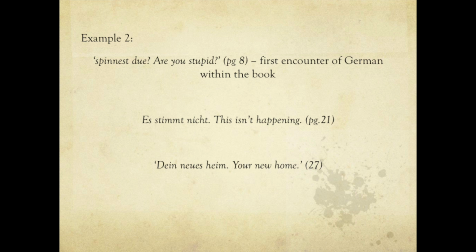However, in these examples, Zusak includes the English translation directly after the German within the dialogue spoken. By doing this, the reader never loses track of what's being said.